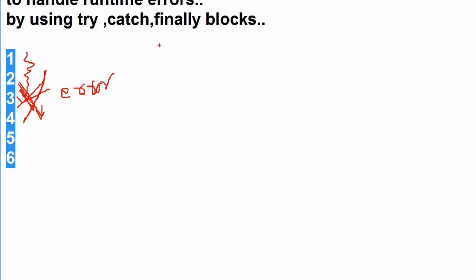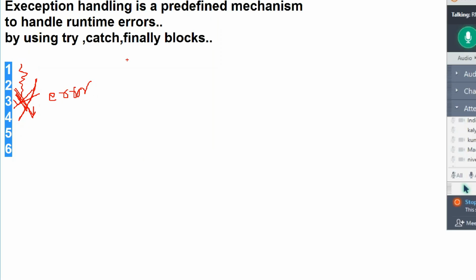Suppose I have written a program like this, the same 6-line program, and this time also you are expecting an error in the third line, but that error you are handling with the help of the exception handling mechanism. Program execution is going on 1, 2, 3. Here an error occurred. What will happen? It will be handled by the mechanism. Will program execution terminate or not? It will not terminate.